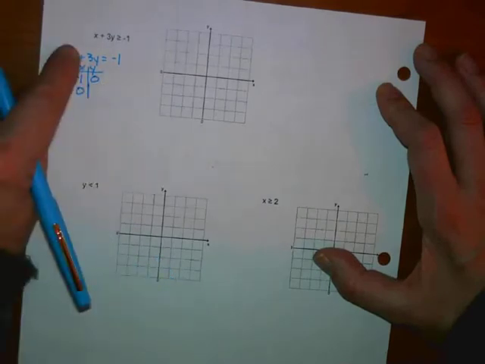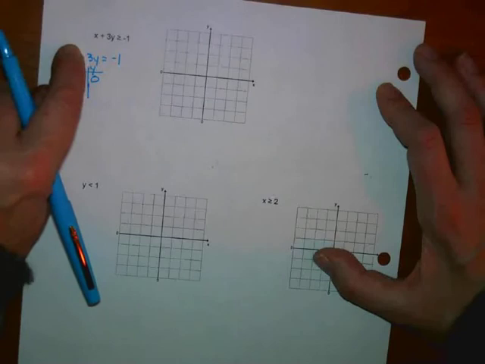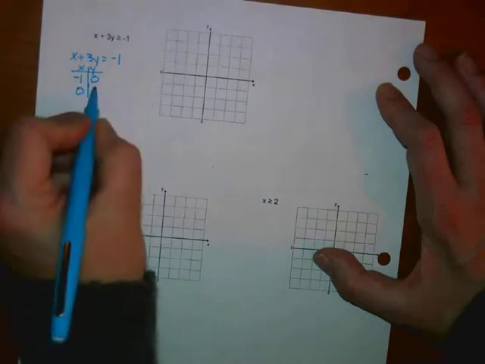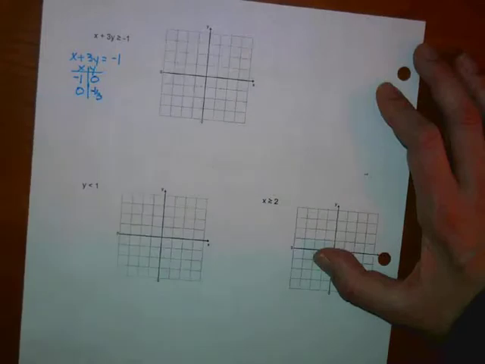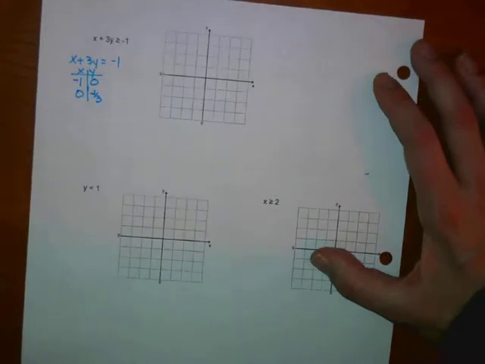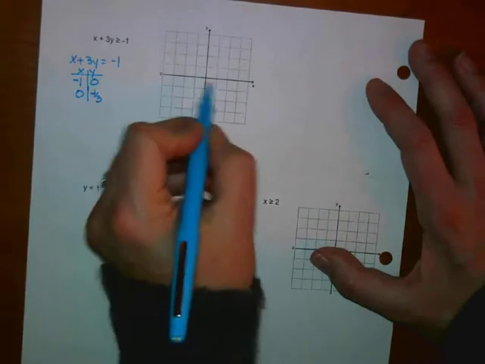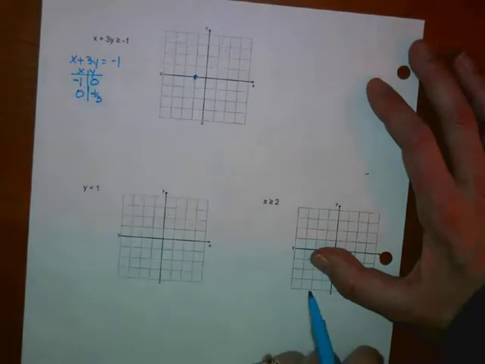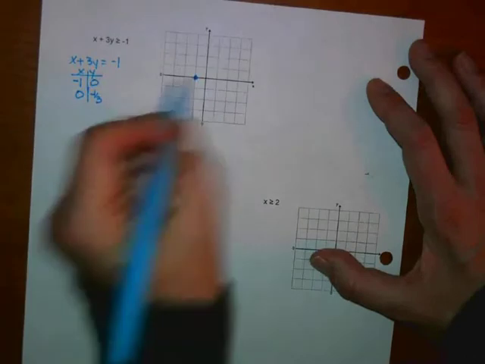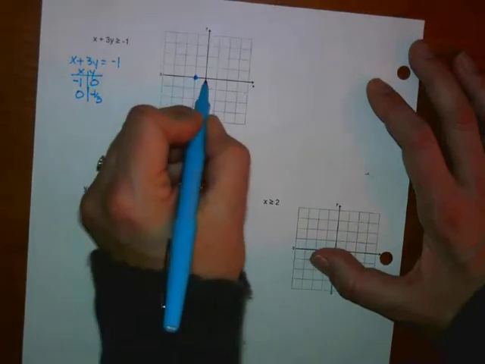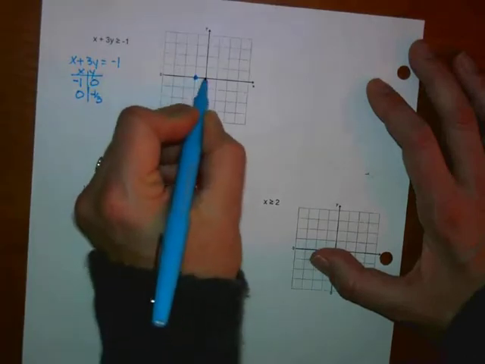If I plug in 0 for x, I got to divide both sides by 3, which will give me negative 1/3, and that's okay. I can have a fraction. So I'm going to plot these 2 points, negative 1, 0, and 0, negative 1/3. So it's just kind of like 1/3 of the way between these two.